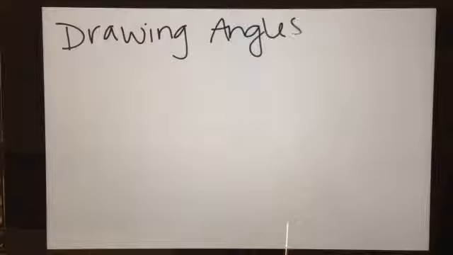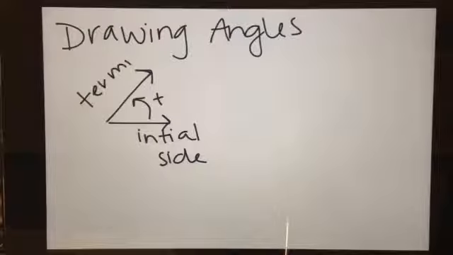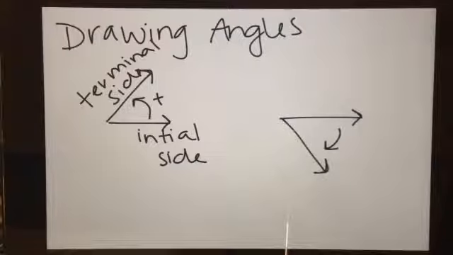All right, next we're going to talk about drawing angles. So when you draw an angle, you always start with this side right here. This is called the initial side. And then if your angle is positive, you're going to draw it up like this. So this would be a positive angle. And then this other side here is called the terminal side. Or if you have a negative angle, we'd have the initial side, and then the terminal side would be the other direction. So here's our initial, here's our terminal.